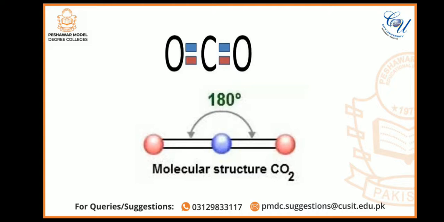In this slide, you can see the structure of carbon dioxide. It shows that carbon dioxide is formed by the direct combination of carbon with oxygen atoms. The fact that carbon dioxide is a gas suggests that it must consist of simple discrete molecules with double bonds between carbon and oxygen atoms. As the molecule is linear, the angle is 180 degrees.